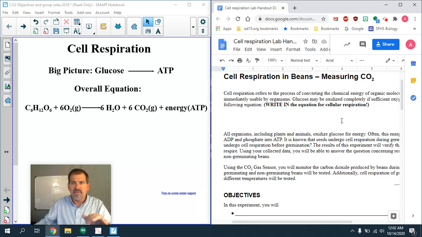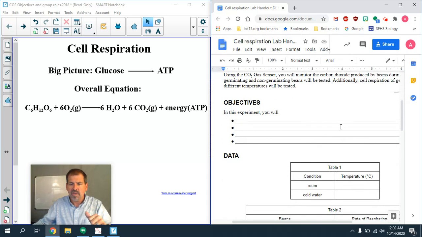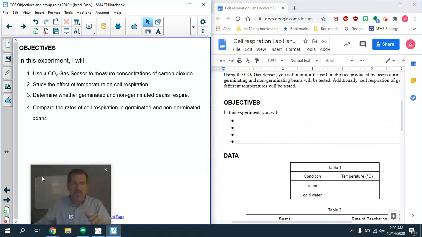All right, so in this space right here, you want to write down the chemical equation in both symbols and words. So the molecular formula as well as the labels underneath it. We need to know that equation for the exam. And then in this space right here, we want to write down these few objectives. And these objectives are listed right here.